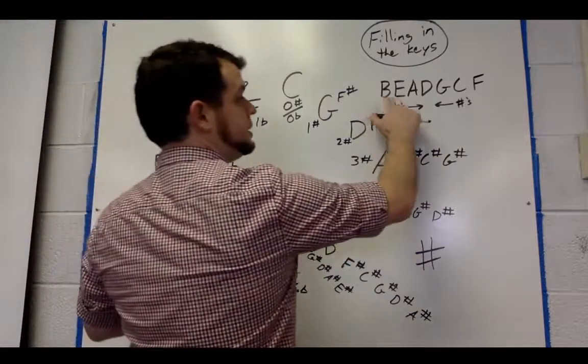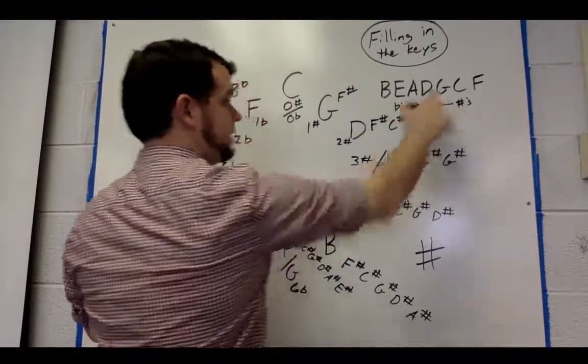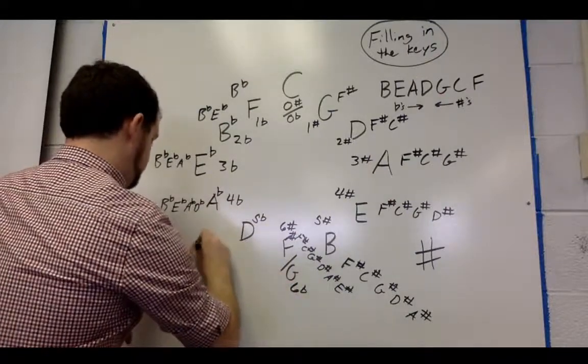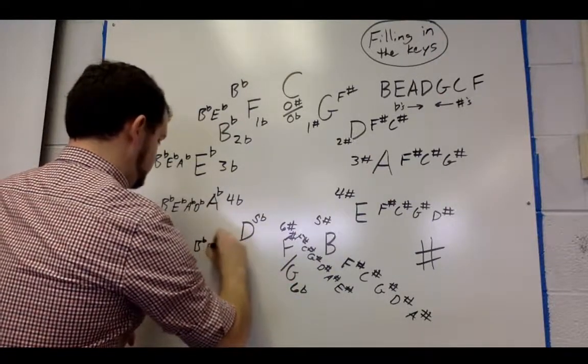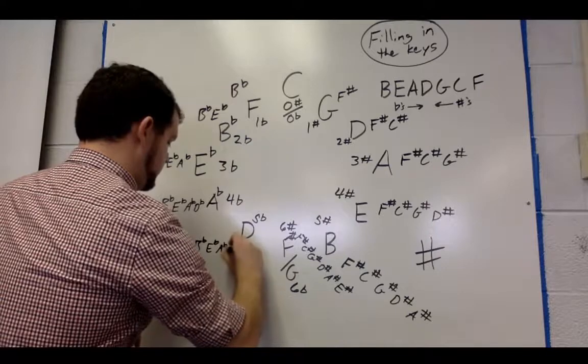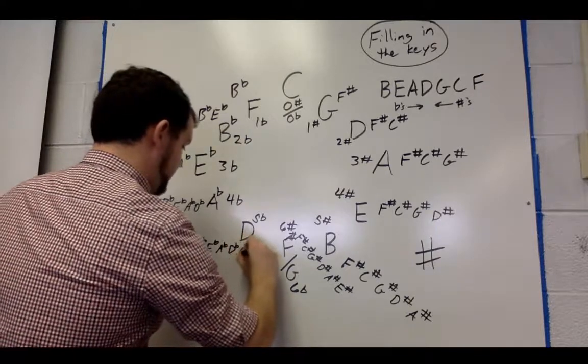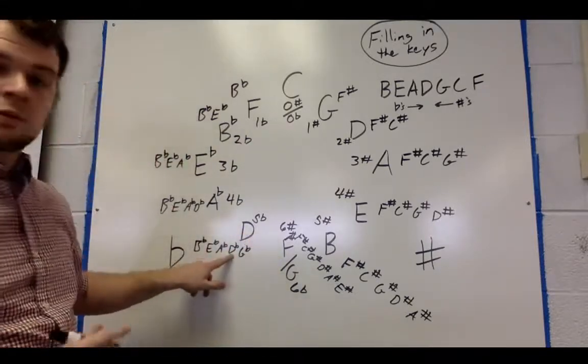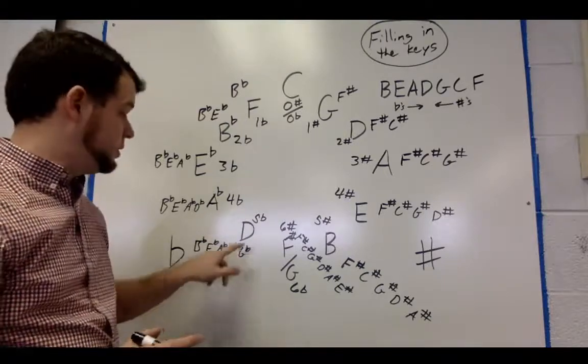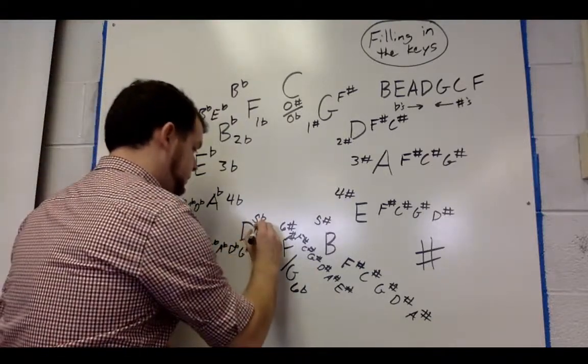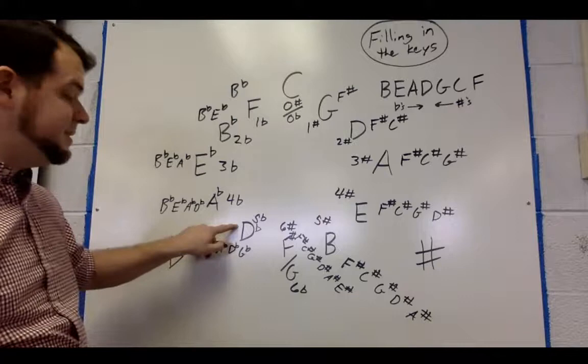5 flats, B, E, A, D, and G in order. B flat, E flat, A flat, D flat, and G flat. Once again, we have a flat in the key signature, so we're going to add it to the name of the key. So that's the key of D flat.